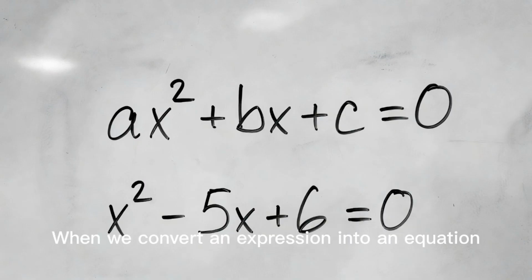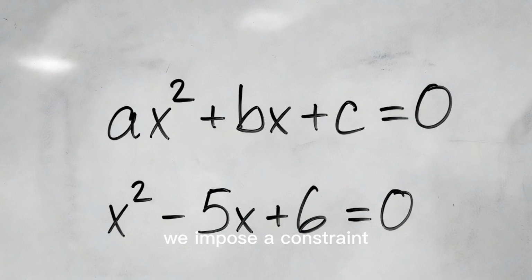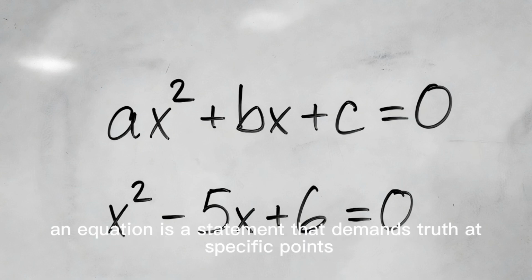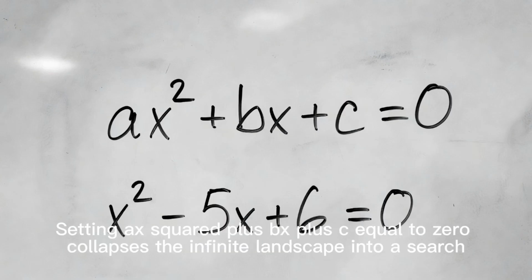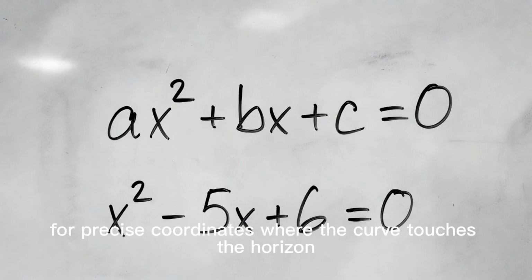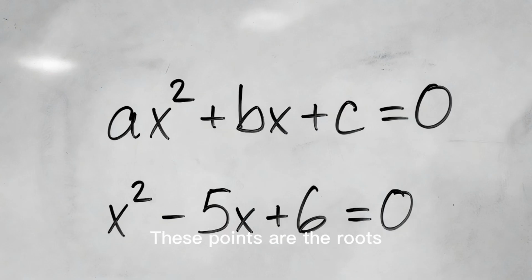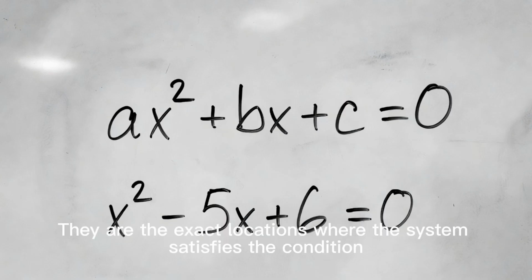When we convert an expression into an equation, we impose a constraint. According to mathematician Terence Tao, an equation is a statement that demands truth at specific points. Setting x squared plus bx plus c equal to 0 collapses the infinite landscape into a search for precise coordinates where the curve touches the horizon. These points are the roots. They are not arbitrary. They are the exact locations where the system satisfies the condition.